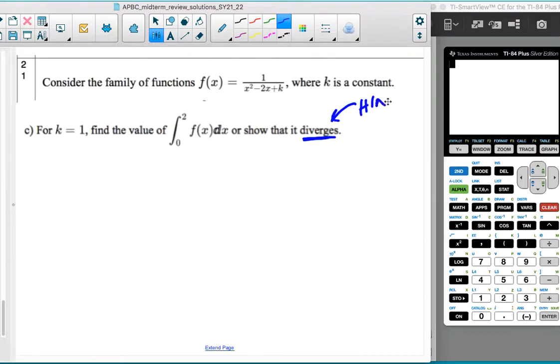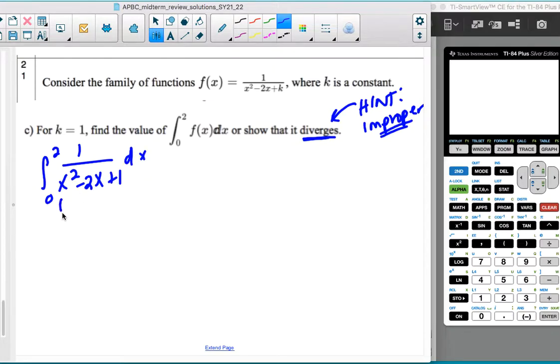This is a hint that this could be an improper integral because the only integrals we see that diverge are usually integrals that have some sort of an improper issue, meaning they have an infinite bound or they have a vertical asymptote or something else. Well, if I plug in, I'm integrating from 0 to 2 of 1 over x squared minus 2x plus 1 with respect to x. Well, this is definitely an x minus 1 times an x minus 1.